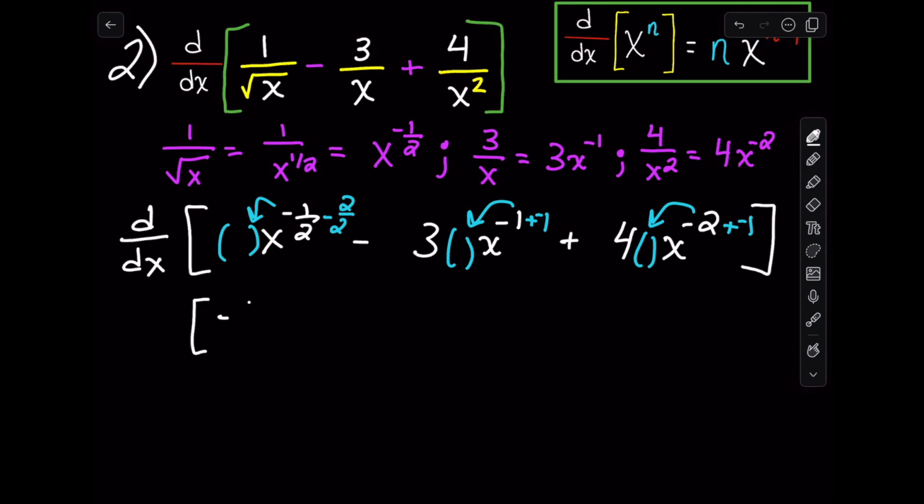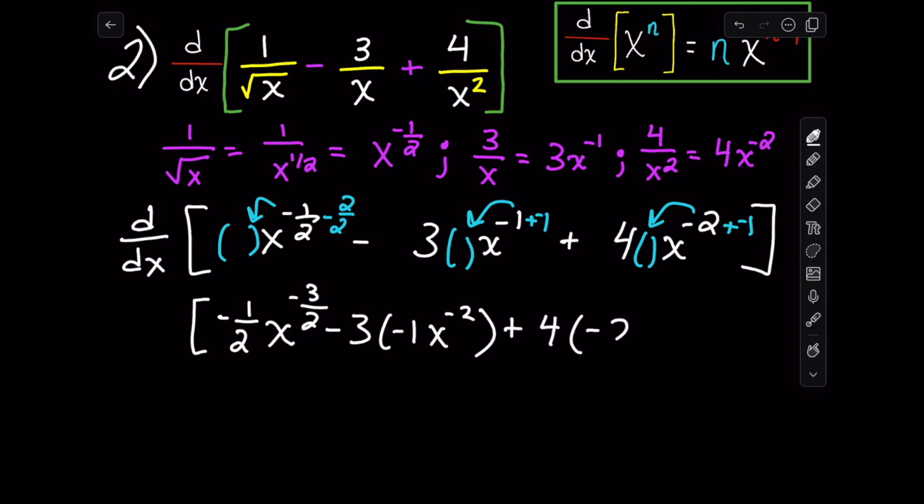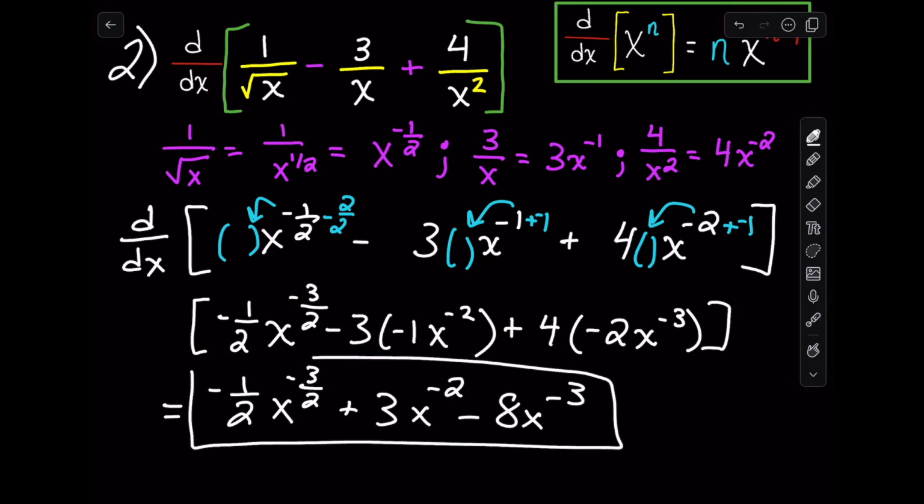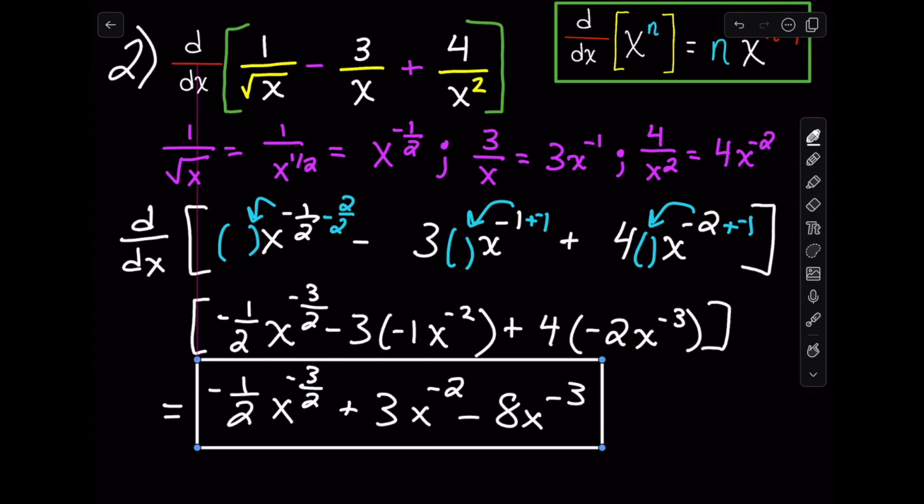So we can see that this can be rewritten as negative 1/2 x to the power of negative 3 over 2 minus 3 times negative 1 x to the negative 2 plus 4 times negative 2 x to the negative 3. And then we can simplify that further as negative 1/2 x to the negative 3 over 2 plus 3x to the negative 2 minus 8x to the negative 3. And we can leave our answer just like this.